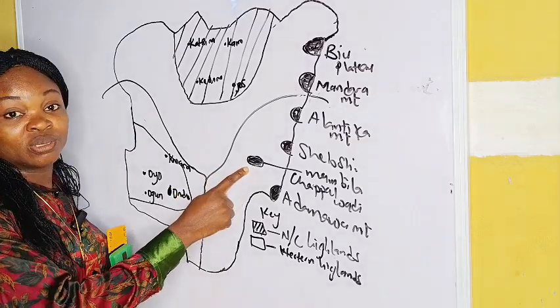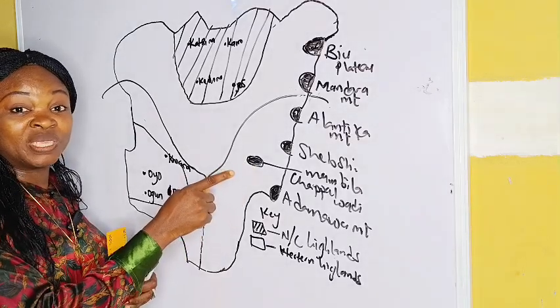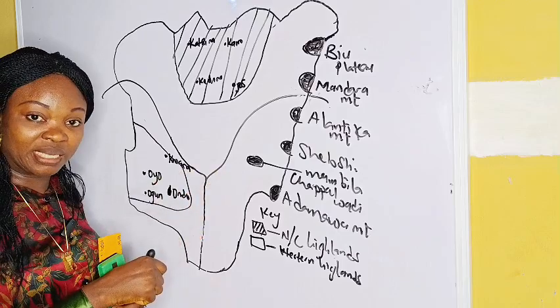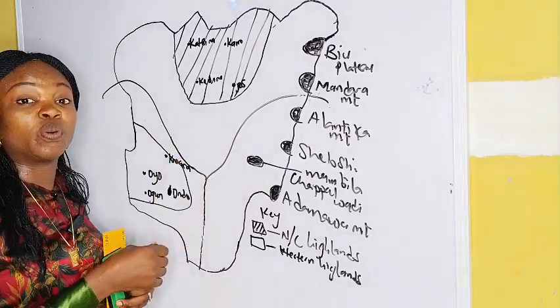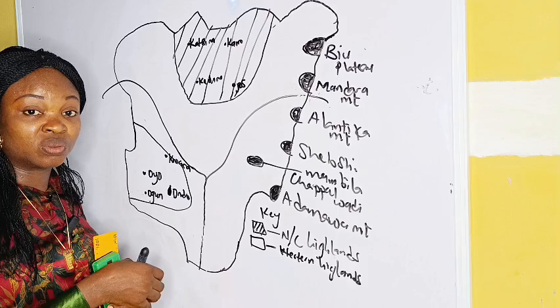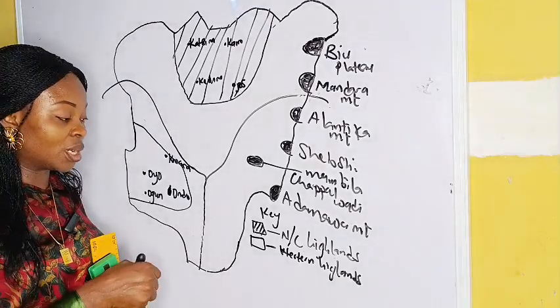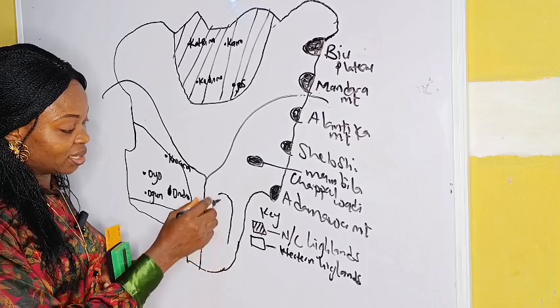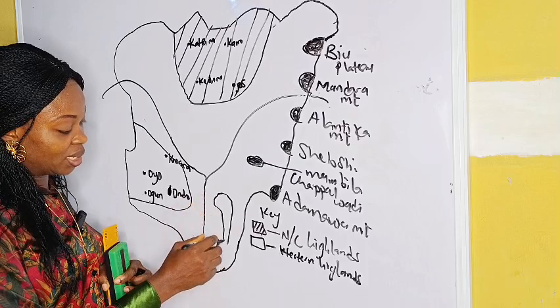And this mountain is actually located beside Gashaka Gumti National Park in Taraba State. And this is near the borders of Cameroon. Another thing we will talk about here is Eastern Scarpland. This one is here, Eastern Scarpland.